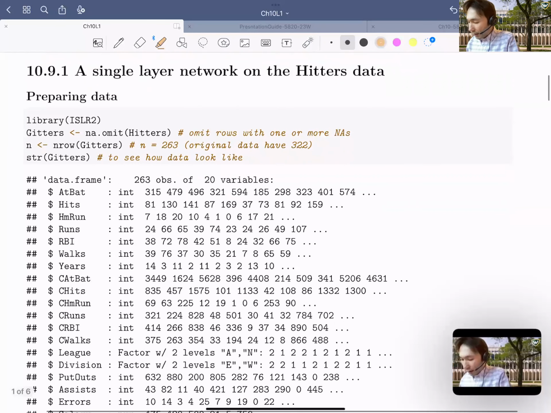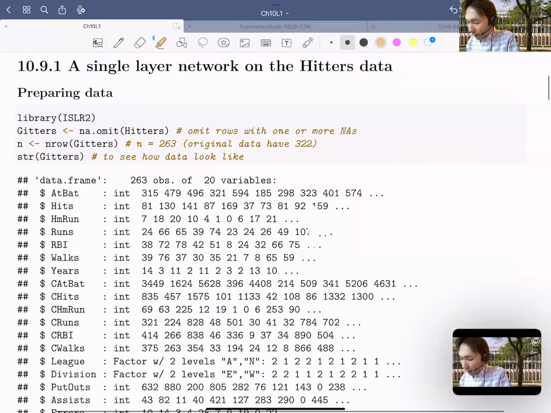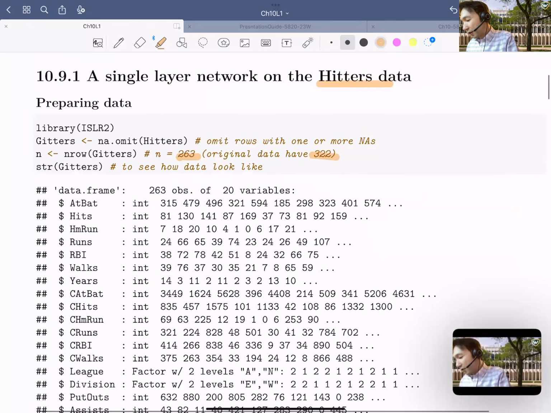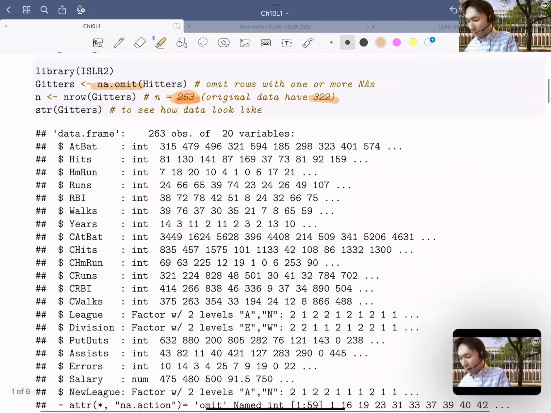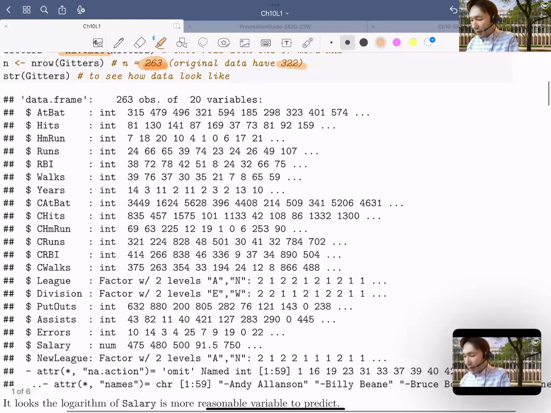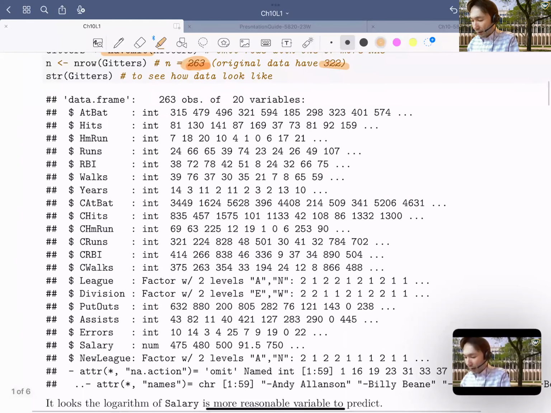And we discuss in this section the Hitters data. The original data set has 322 observations. If we omit rows with one or more NAs by using the na.omit function, then we only have 263 data points. So it's 19 predictors and 1 response. The response is salary.